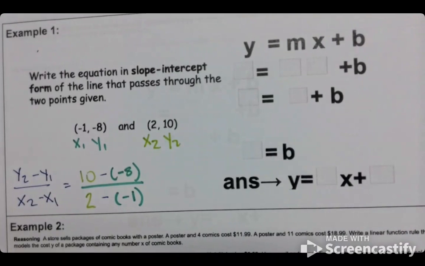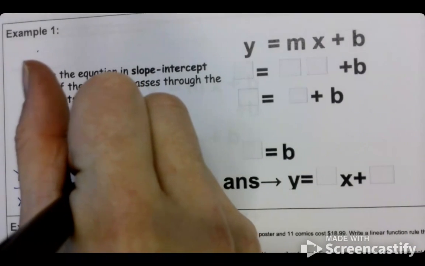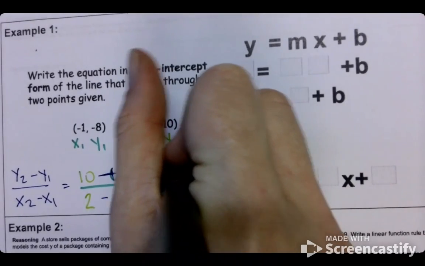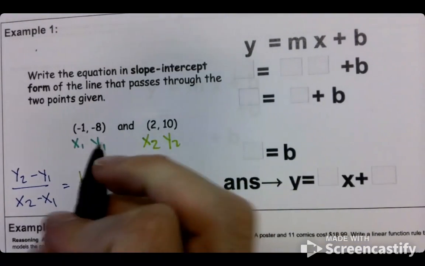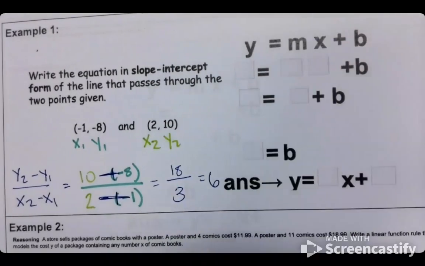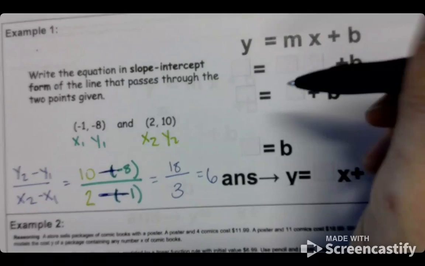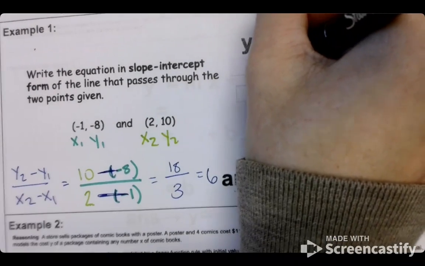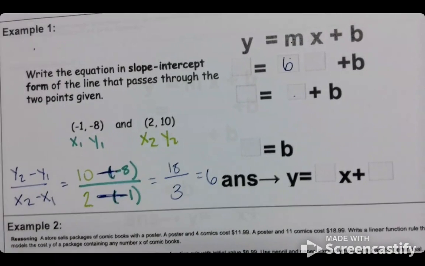Okay? And if you were to like put that into Desmos, right? 10 minus -8 would get 10 plus 8, which is 18. 2 minus -1 would be 2 plus 1, which is 3. And so that equals 6. So in place of m, right, in place of m, I'm going to put what m equals, which is 6.